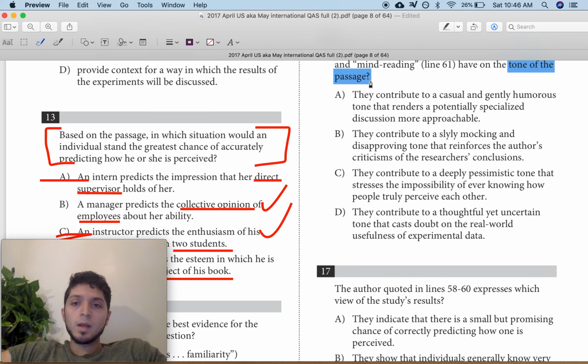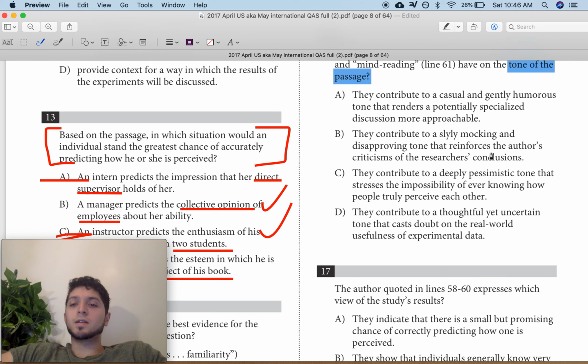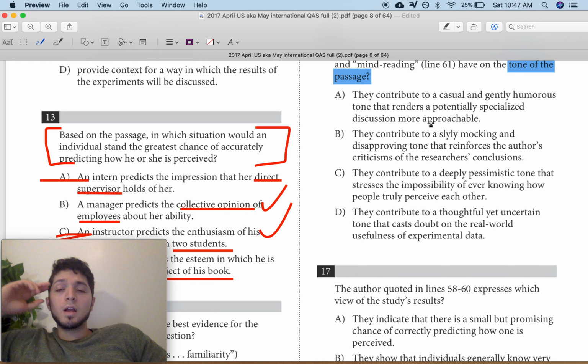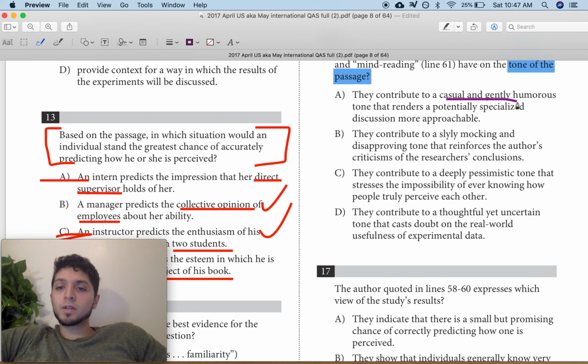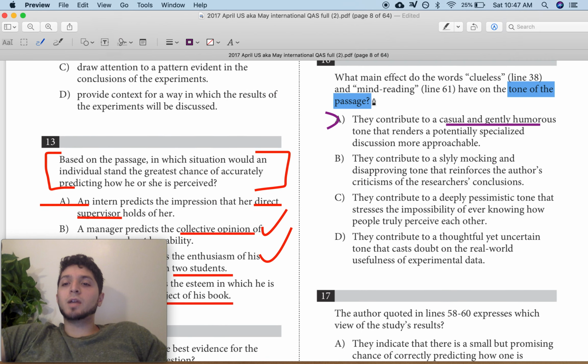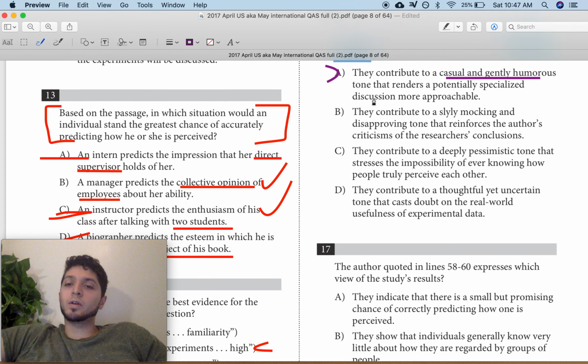So A says they contribute to a casual and gently humorous tone that renders a potentially specialized discussion more approachable. So this is basically saying what I had said before about using an informal tone, because it's casual and gently humorous. That renders a potentially specialized discussion more approachable. This is pretty good. It's pretty general. All it's saying is that these words are casual and gently humorous, so it could work.